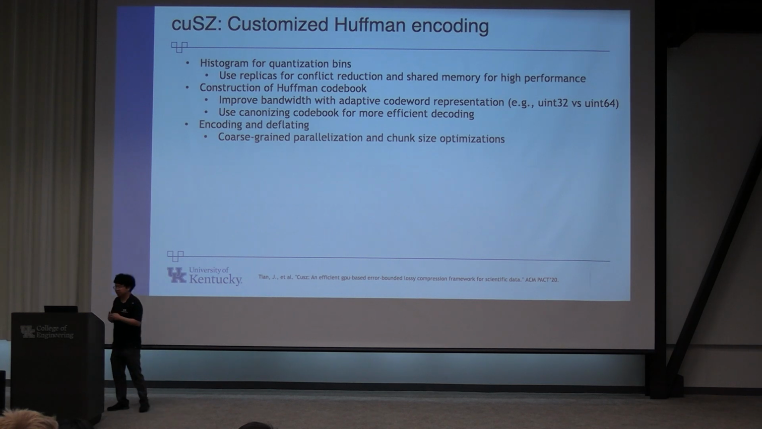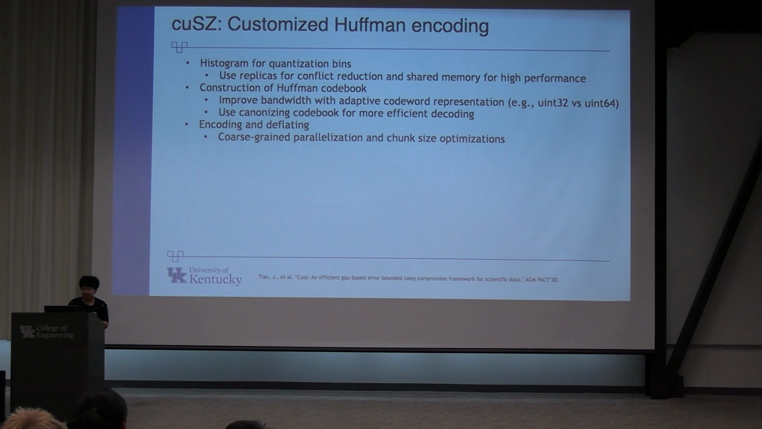So this typically generates higher data processing speed. And also, when constructing the Huffman tree, we improve the bandwidth with the adaptive codeword representation. Basically, based on the quantization index we have, we use different data types to represent data during the construction. This will give you better performance when you can use a low number of bits to represent the data.